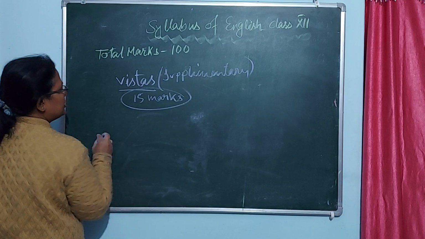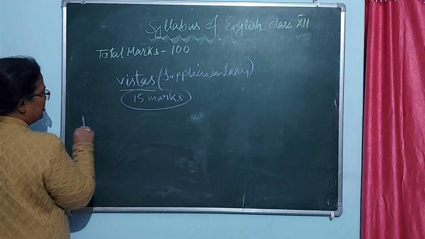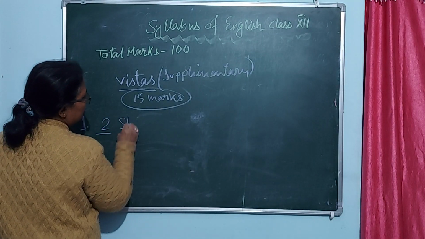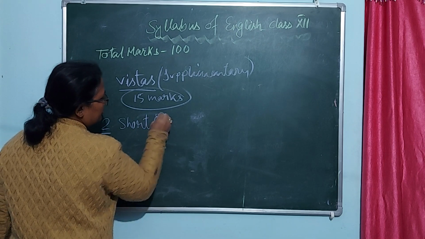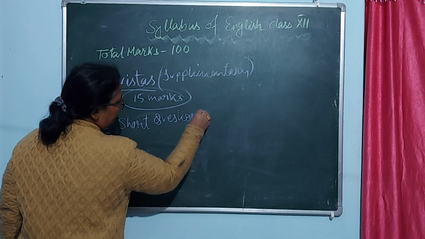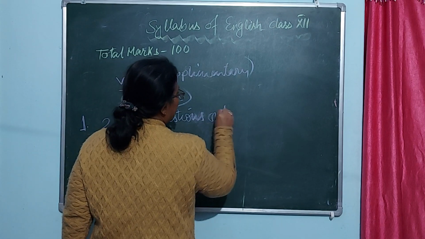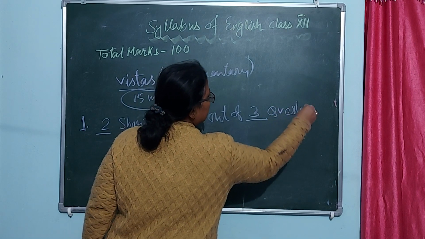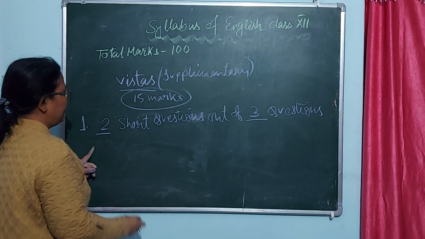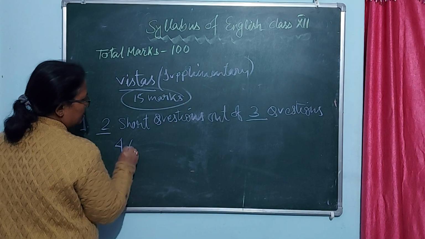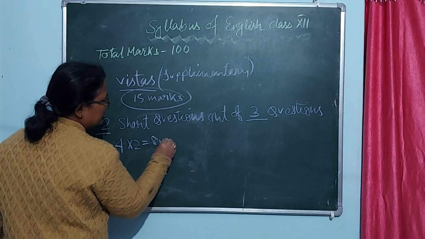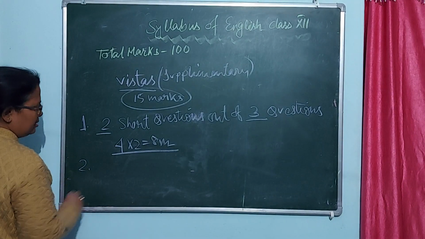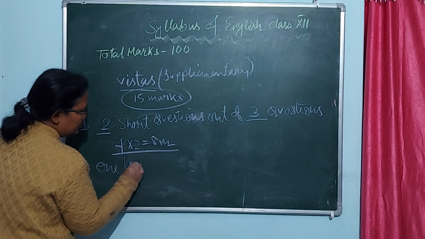How are these 15 marks distributed? Similarly as we have gone through in Flamingo, there are 2 short questions out of 3 questions. We have to attempt 2, each carrying 4 marks. So 4 into 2, 8 marks. Next is one long question.